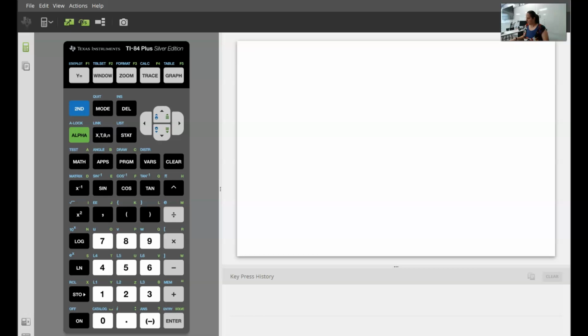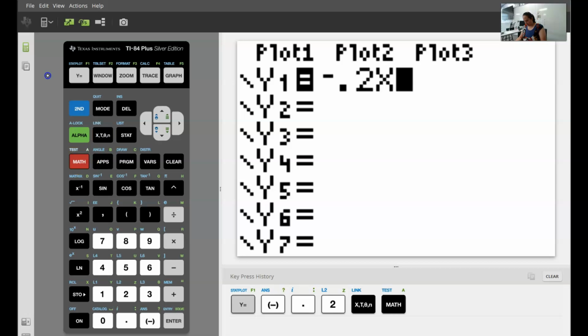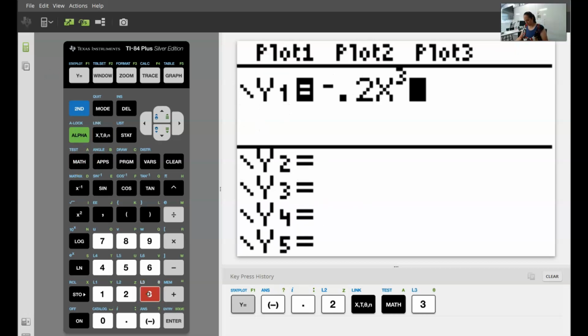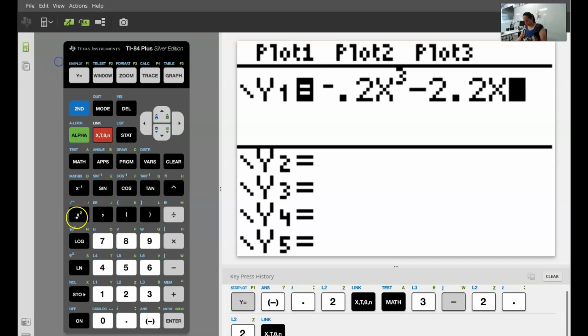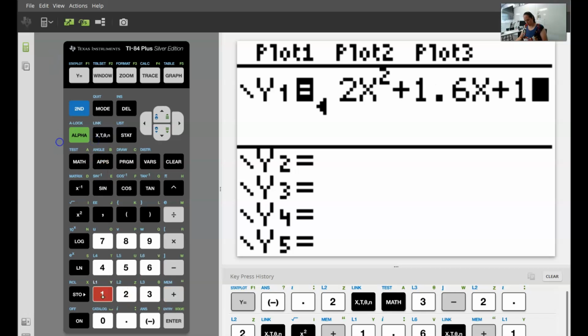So we're going to start. Number 11 says we need to find a window that shows this graph. So I'm just going to start by graphing this. In my calculator, I go to y equals. And as you will have just noticed, in the bottom part of my screen, there's a key press history. So if I ever start going on the calculator too quickly, you can pause the video and look at that history to see what buttons I hit to get to where I am or to do what I need to do. So we'll start there. Negative 0.2 x, math 3 to get cubed, minus 2.2 x squared plus 1.6 x plus 1.